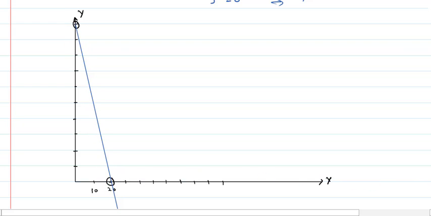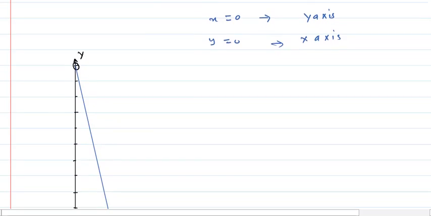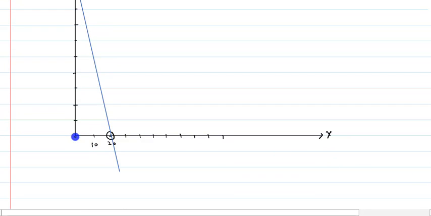Now the second one is x is 0 when y is 60. X is 0, y is 60. 1, 2, 3, 4, 5, 6. This is 60. And when y is 0, x is 60. 2, 3, 4, 5, 6. This is 60. Let me join these 2 points again. Here I have joined the 2 points. Now we need to draw x is equal to 0. Clearly it is the y-axis and y is equal to 0 is the x-axis. So we have drawn all the 4 constraints on the graph paper.